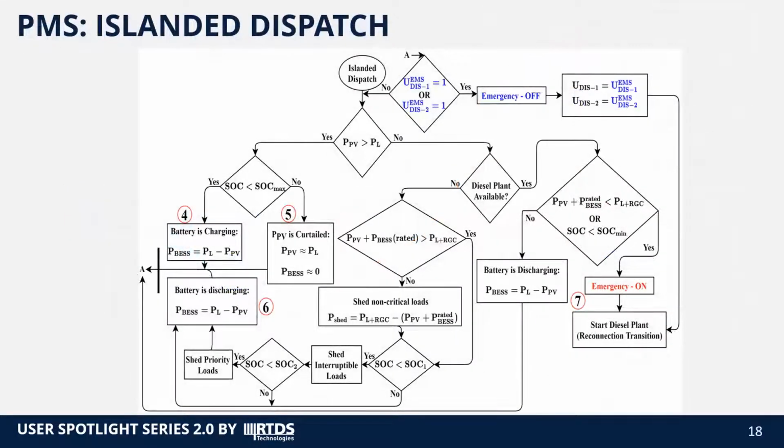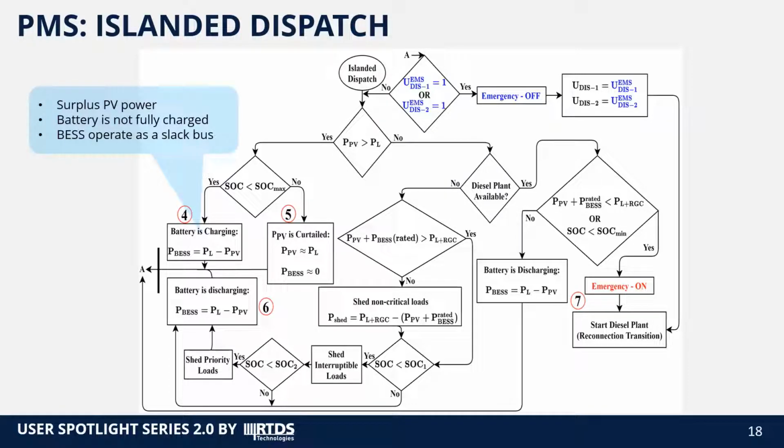For the islanded dispatch, where the diesel is out of operation, we have 4 different scenarios marked by the numbers from 4 to 7. When there is a surplus PV power and the battery is not fully charged, then the battery energy storage system provides the required slack power. Whereas, if we had an excessive PV power generation for a sustained period and the battery becomes fully charged, the PV unit will enter a limited power mode and start tracking the load in order to push the battery into idle state.